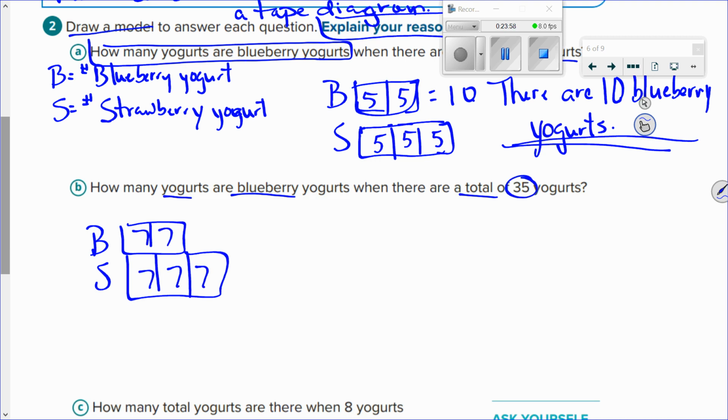And here's the other thing, guys. Once you find the ratio constant, there's a reason it's called a ratio constant. Every box gets it. So if you found it for 1 box, every box gets it. That's a really nice thing on these tape diagrams. And now again, I want to know how many blueberries there are. So I put those together. 7 and 7 gives me 14. So there are 14 blueberry yogurts.